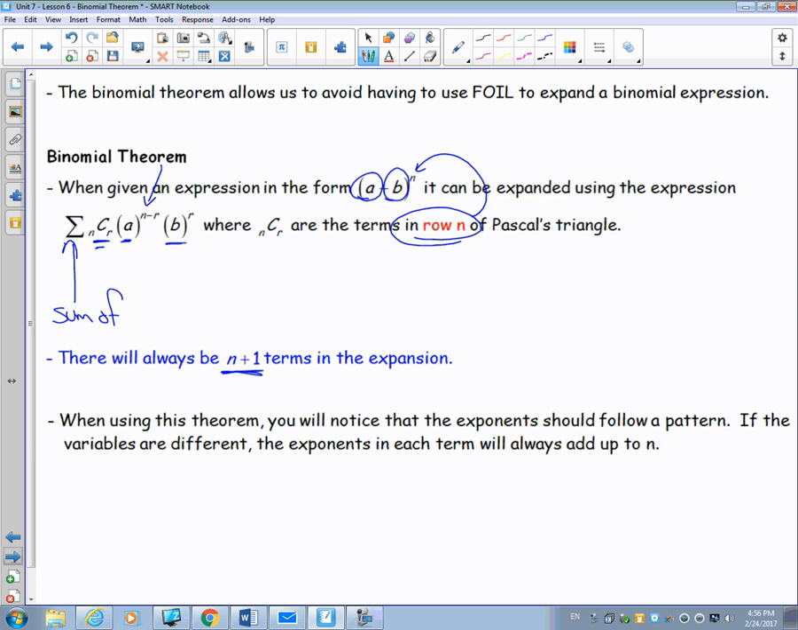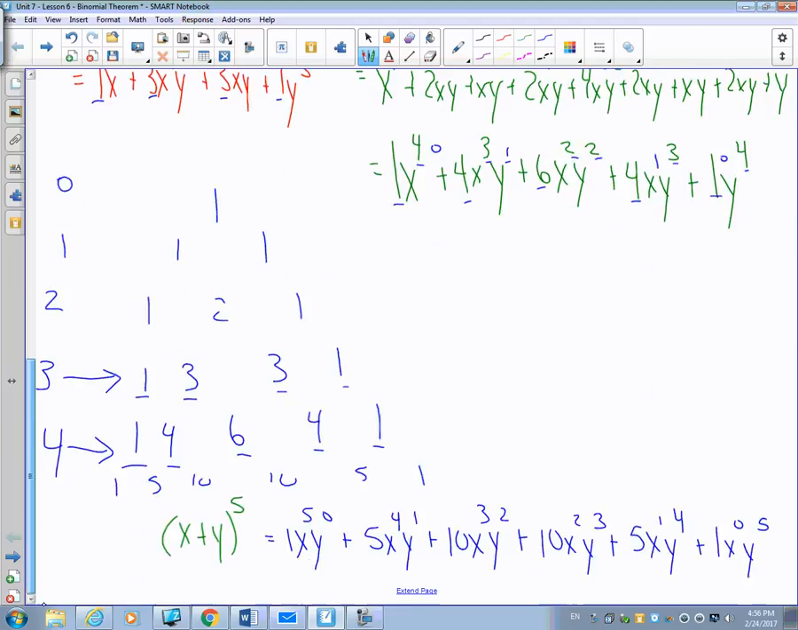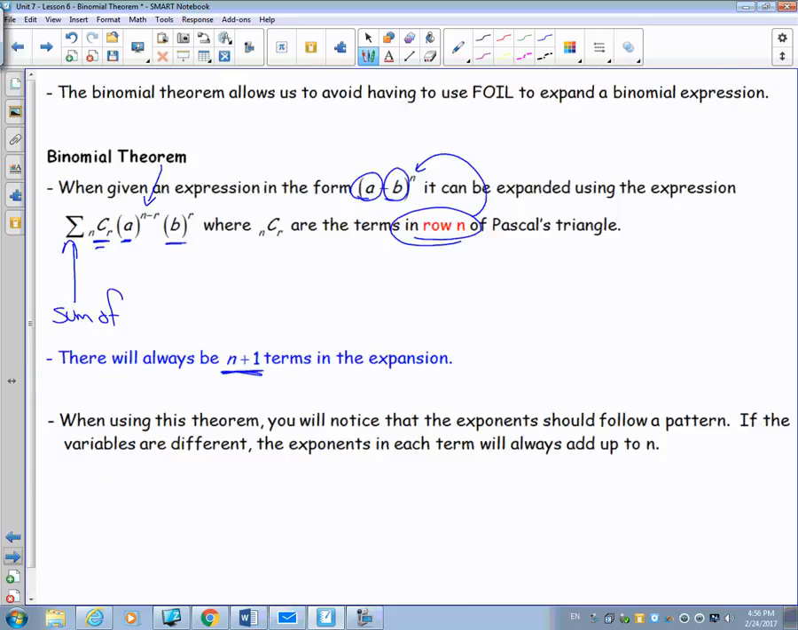So in the previous one, our exponent was 5. That was the row number. So we actually ended up with 1, 2, 3, 4, 5, 6 terms. So we have checking things. And again, our exponent should always follow a pattern. They may not always go down and up perfectly the way that one happened. There will be some other instances, but there's always going to be a pattern. So we're going to try some things here.